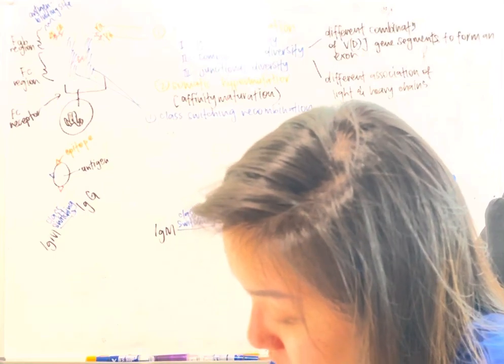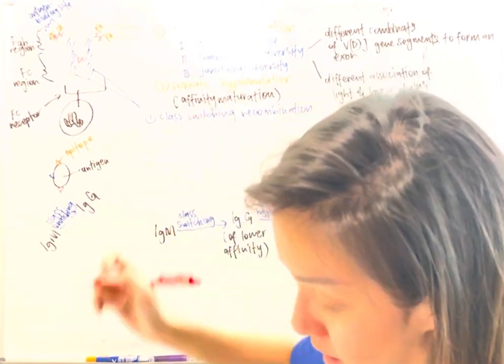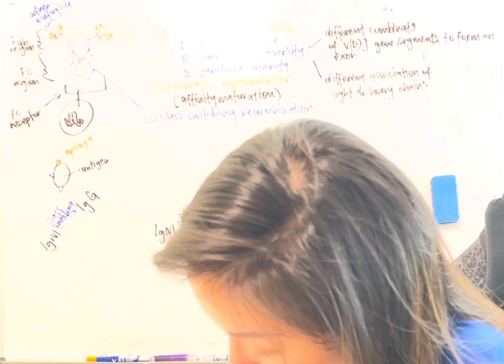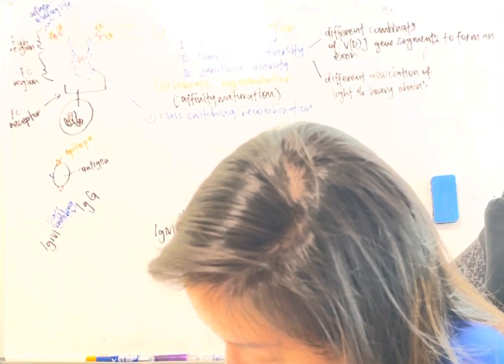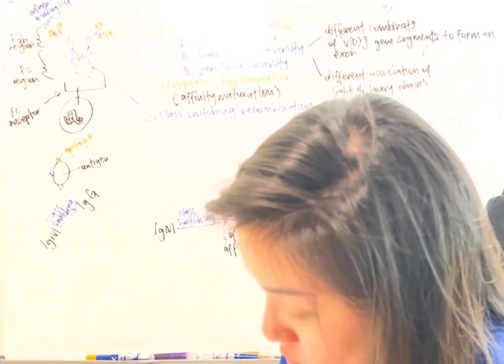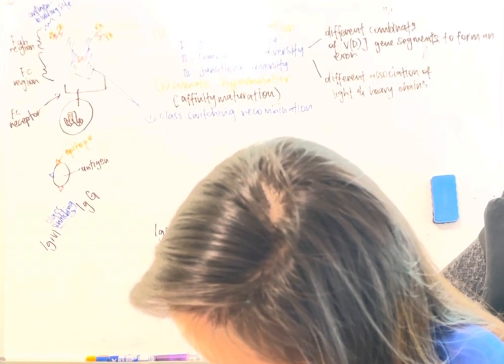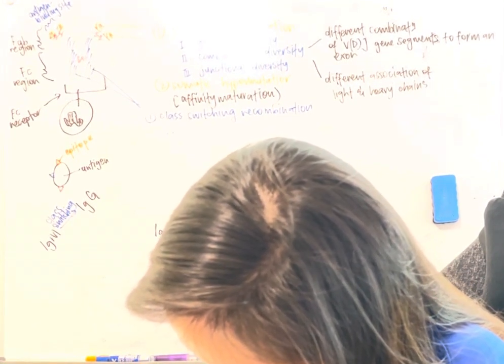Combinatorial diversity. Elaborate. That's why I wrote there as 1, 2, 3. Please specify the type of diversity it will lead to. Also have different, okay, fine. I will accept this one actually because you already mentioned generating different antigen specificities, even though you don't have the word combinatorial diversity.